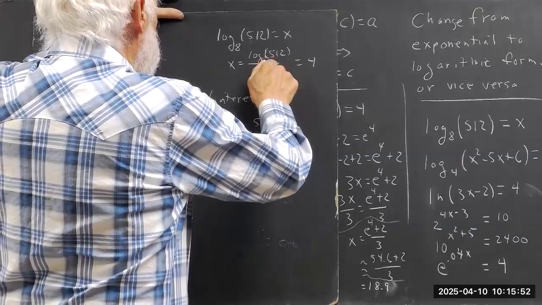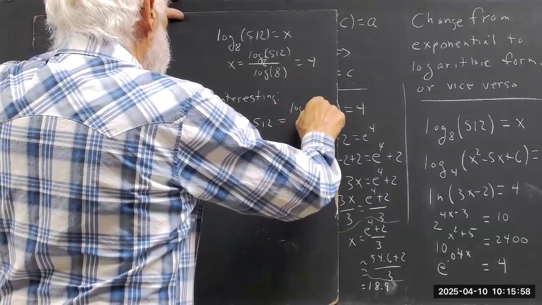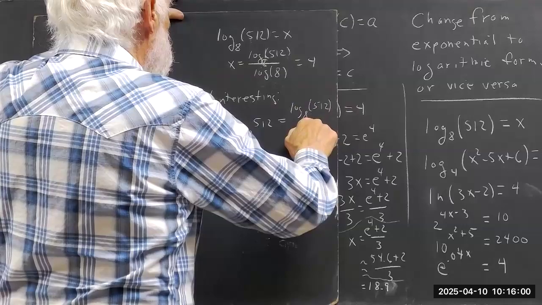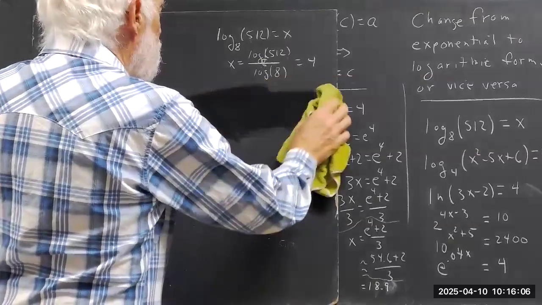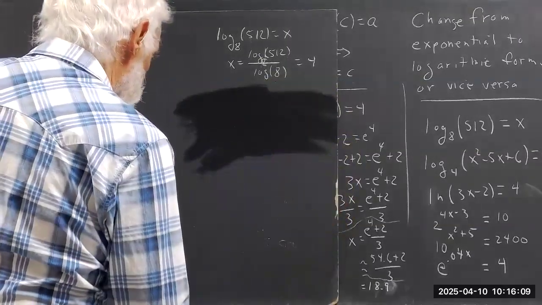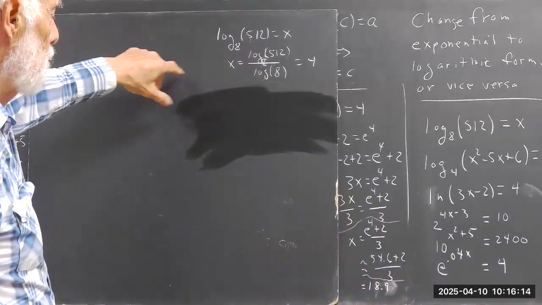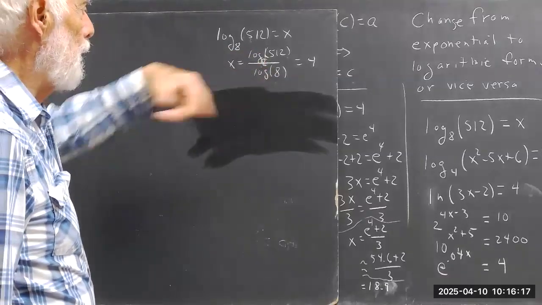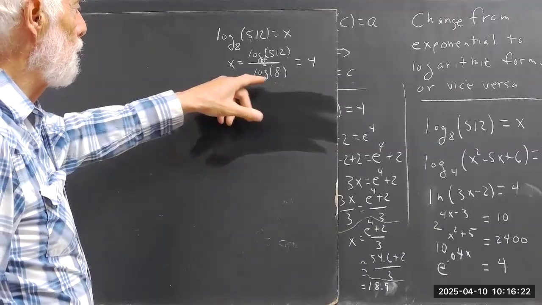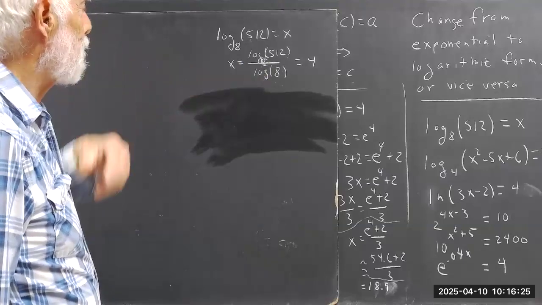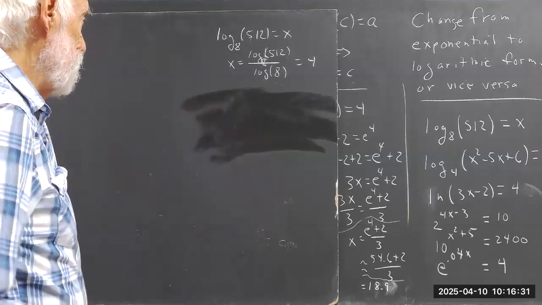Log base 8 there. Never mind, I'm not gonna do that. It seems to me that there's an extra step involved that I don't need to burden you with. It's simply that 8 is a power of 2. 8 is 2 to the third. So that the log base 8 of 512 is 3 times the log base 2 of 512.